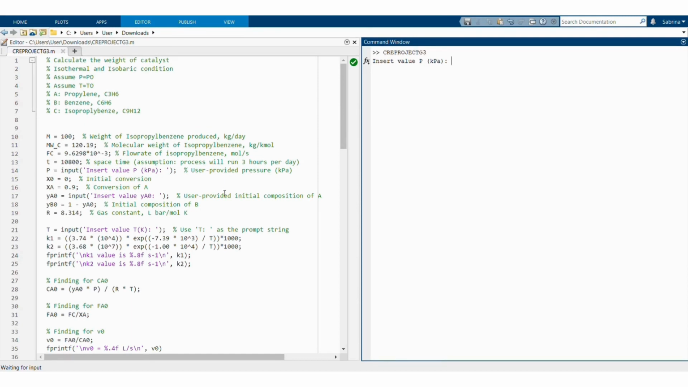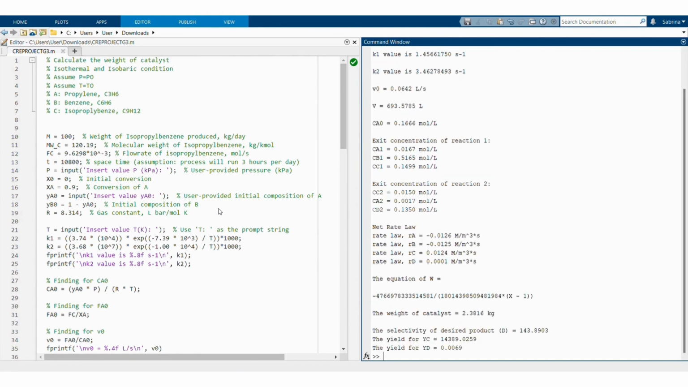Next, I will continue with our MATLAB program, where we need to calculate the selectivity for the main product and the yield of all products produced in the process for isothermal and isobaric conditions. For the MATLAB program, the user needs to give an input for pressure, temperature, and mole fraction of the limiting reactant, which is the mole fraction of propylene, as all of these variables influence most of the equations used in this calculation. In this calculation, we use 3000 kPa, 0.2 mole fraction of propylene, and 433.15 Kelvin.